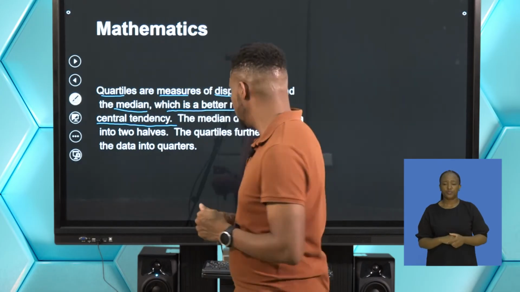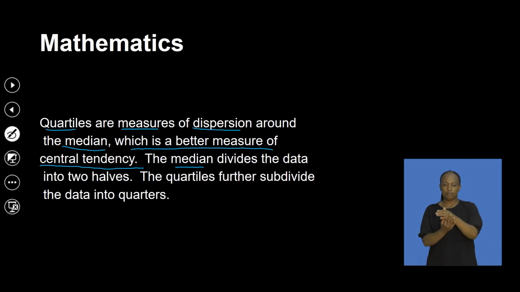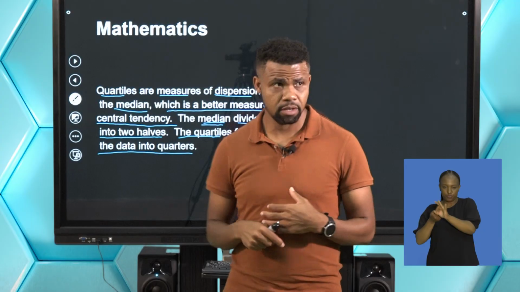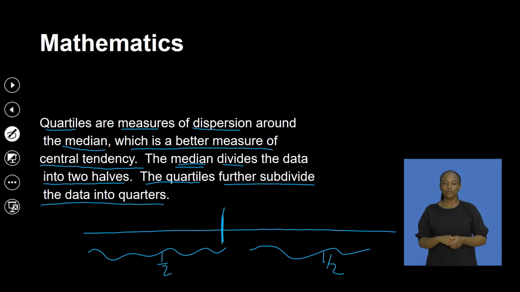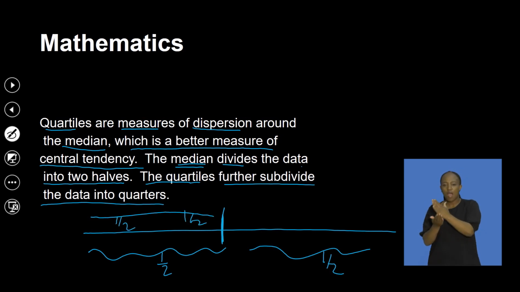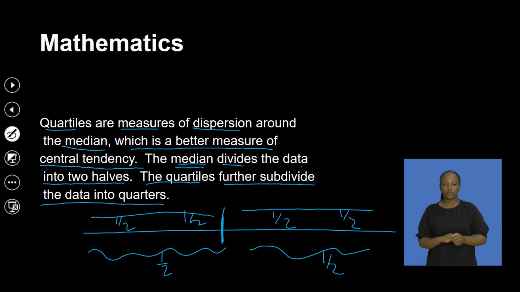That's the dispersion. So the median divides the data into two halves. The quartile further subdivides the data into quarters. What it means is, if we have a set of data from there to there, this is the median. It divides the data into a half and a half. The quartiles further divide the data into quarters. So it divides that into another half there and another half there, another half this side and another half that side. Okay, so it actually divides into quarters. Okay. Let's look at how it does that.